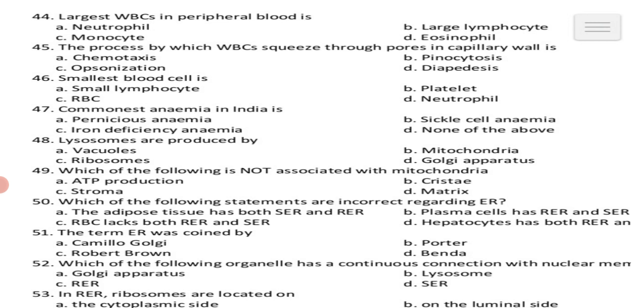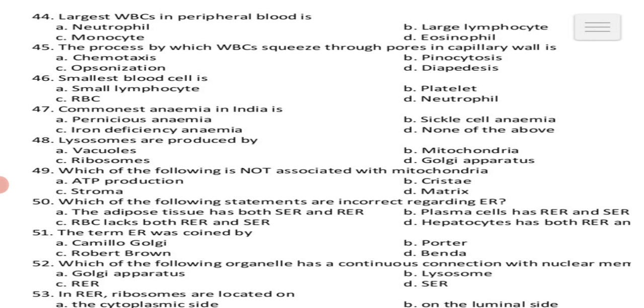Mannose 6 phosphate receptor, or MPR, are transmembrane glycoproteins that target the enzyme to the lysosome. So option D is the correct answer for question number 48. Moving to question number 49. Which of the following is not associated with a mitochondria?